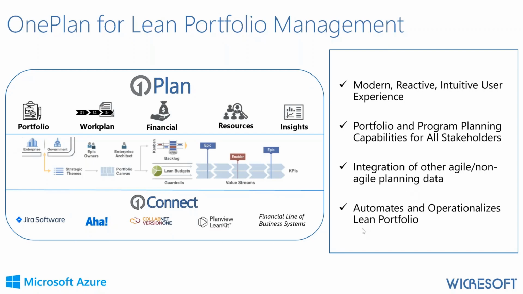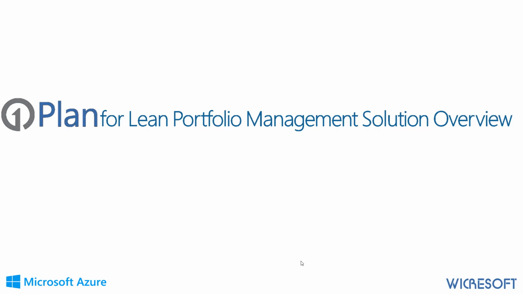I think the most important part for the SAFe solution is that what we're trying to do is automate and operationalize lean portfolio within your organization. Yes, there might be variations. Yes, there are cultures, but in the end, we want to follow the guidance for achieving lean portfolio management and business agility. So now we're going to provide you with an overview of OnePlan for lean portfolio management. So I will switch screens here, one second.